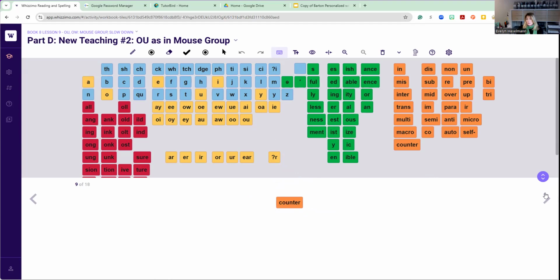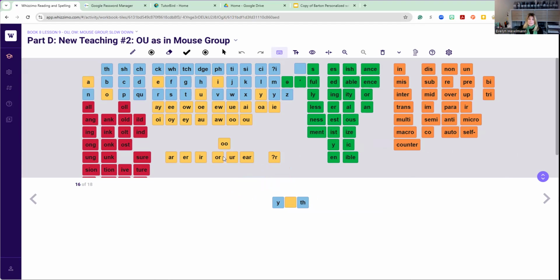Then we introduce the prefix counter, which means against the base word. And we see that in a word like counteract, like medicine counteracts diseases or conditions. If I make a claim, somebody might file a counter claim, a claim against the claim. So OU usually says ow, but it also will say oo, as in the word group. Not as often. So then we've got the word youth.